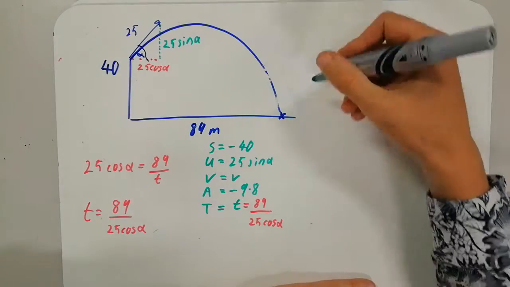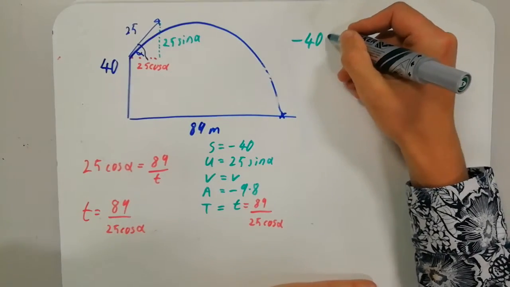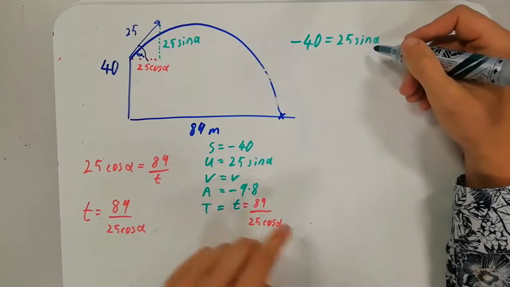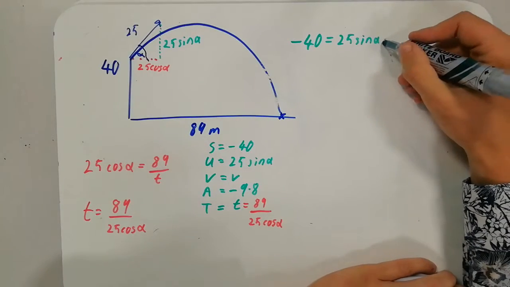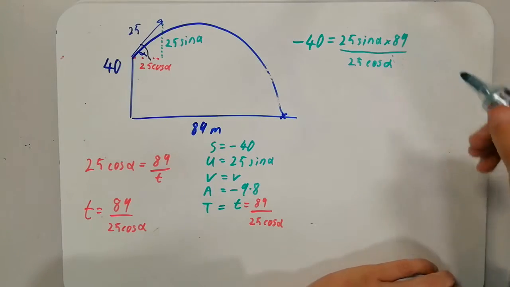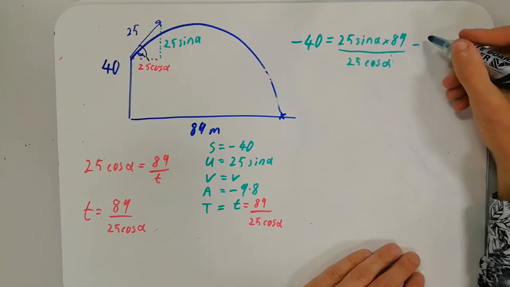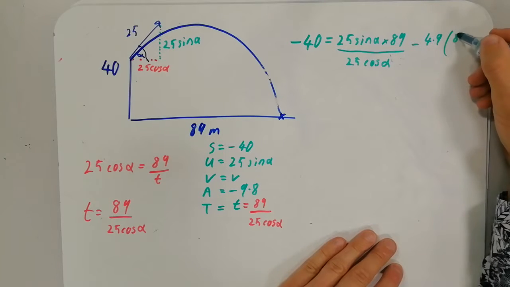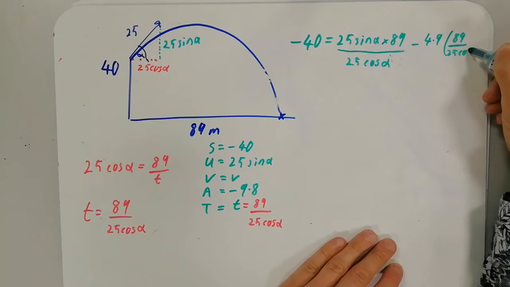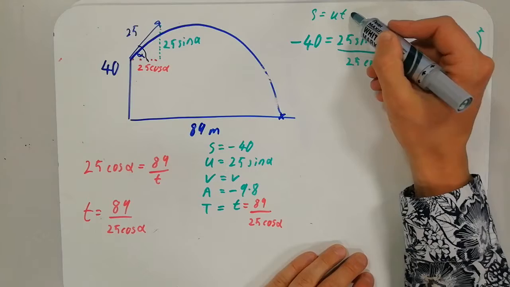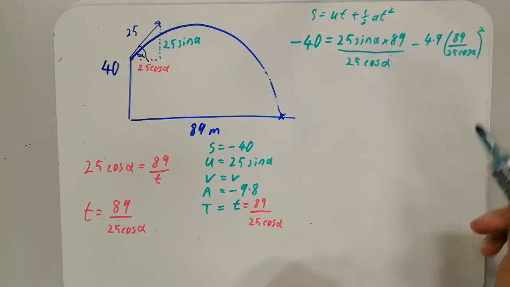So I'll use my green pen because I'm using the vertical information here. Minus 40 is equal to 25 sine alpha times t, so ut, and then minus 9.8 over 2, which is 4.9 t squared. Okay, so we're just using s equals ut plus half at squared, bearing in mind that we've halved the 9.8 to get 4.9.